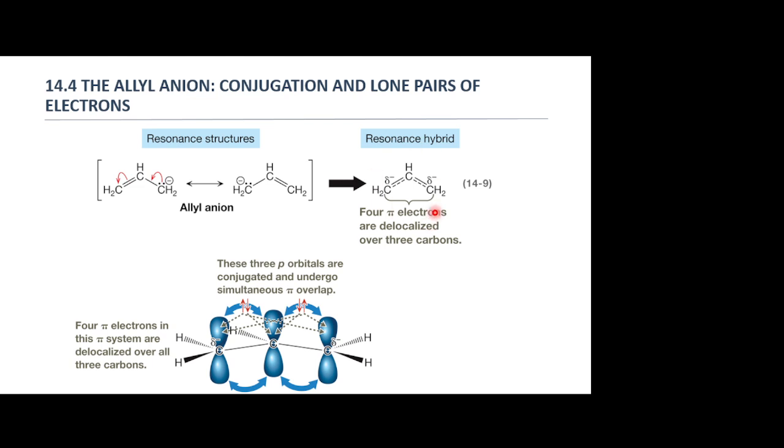And so in this case, what we're going to have is an overlap of that p orbital. It's then going to flow into this conjugated system, and so we have a 3-carbon conjugated system again. And you can see it's very analogous to the carbocation, right? Instead of positive charge, negative charge.